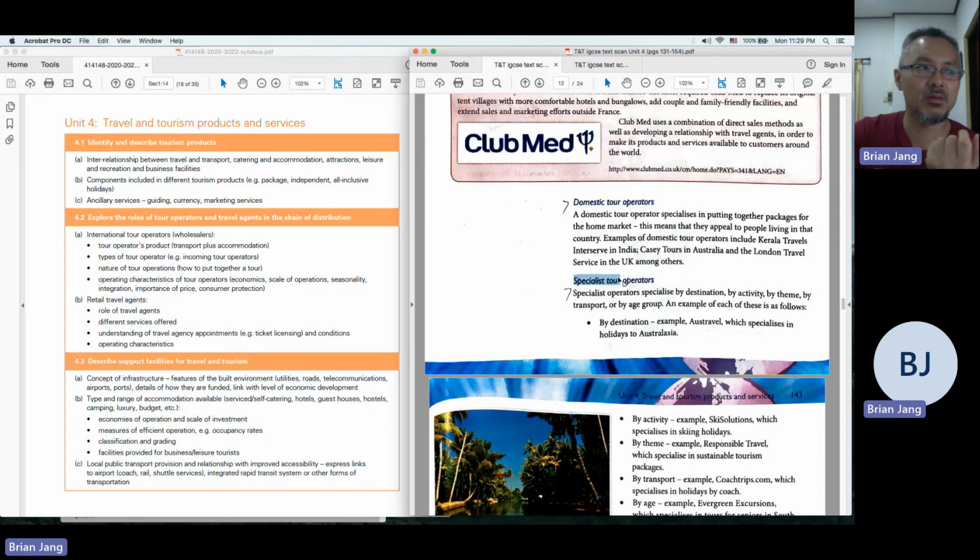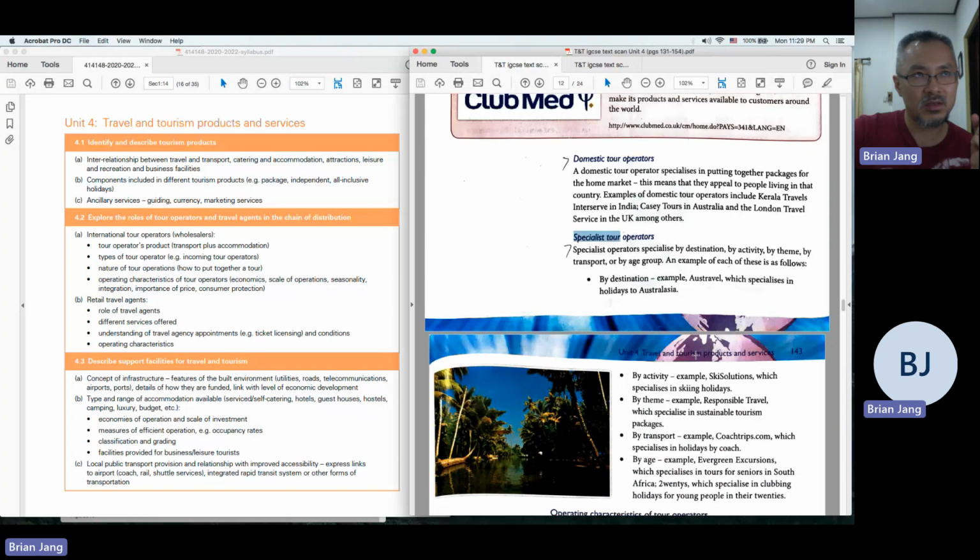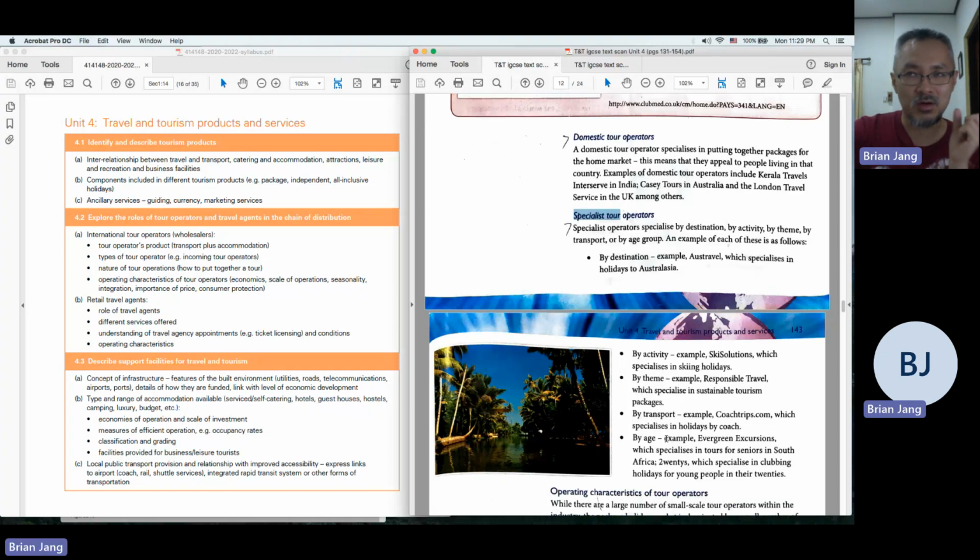All right, specialist tour operators. This one's also important to know because specialists really take care of packages that are very niche. Niche meaning they are customized to a particular activity or maybe just customized to one specific destination, a theme, a certain type of transport. Sometimes there are coach packages because, for example, Europe is very well connected by bus. So a coach package could use one bus to take you around all different parts of Europe, which is nice.